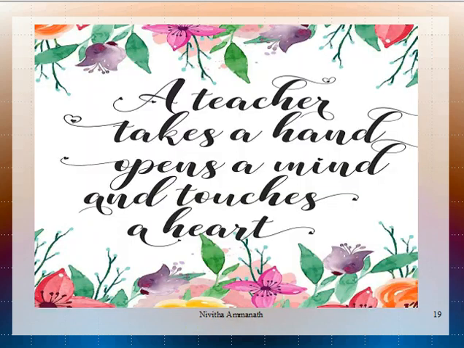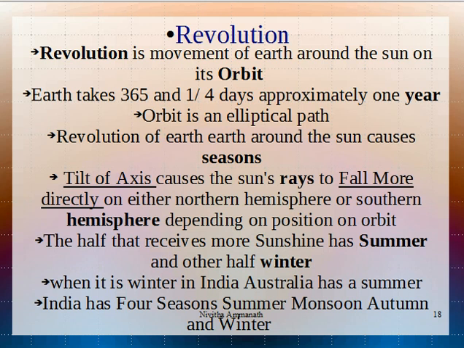So we will recap with this portion. This chapter will come to an end. Revolution is the movement of Earth around the Sun on its orbit. Earth takes 365 days approximately, that is 1 year, to go around the Sun. Orbit is an elliptical path. Revolution of Earth around the Sun causes seasons.